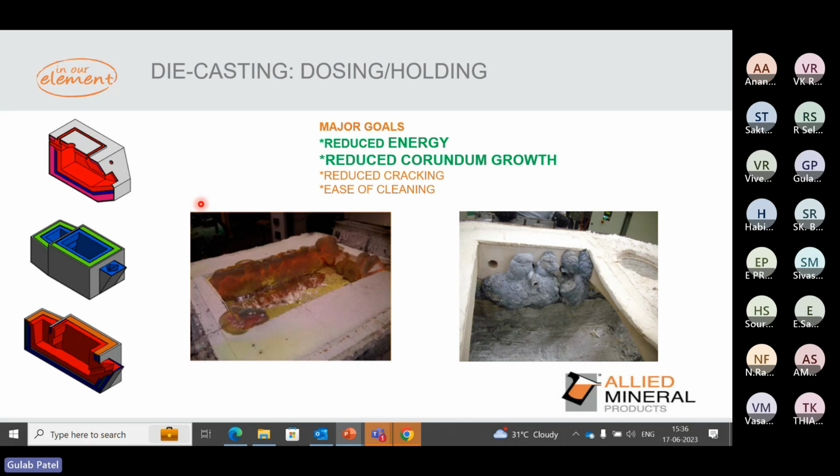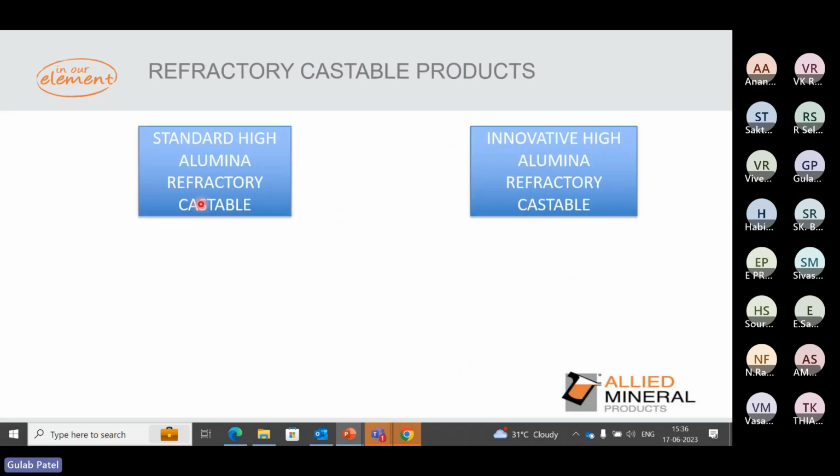And then again, the reduced cracking and ease of cleaning. These are the goals we are able to achieve with these die casting dosing furnaces. It is one of the best solutions, you can say, for the soft floor people, which makes for very easy operation and ultimately achieves a reduced cost pattern of liquid metal production.